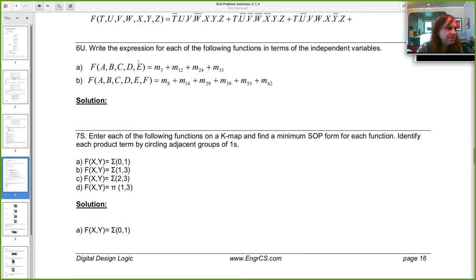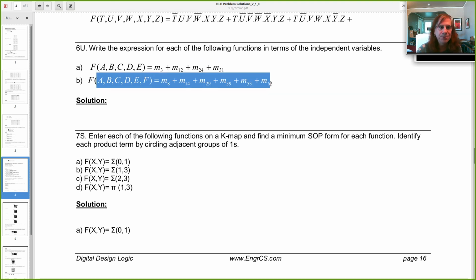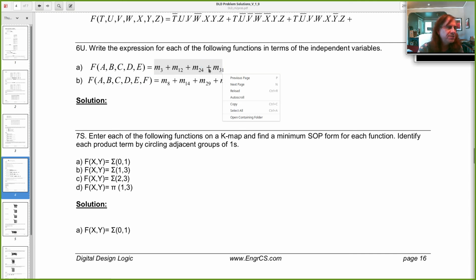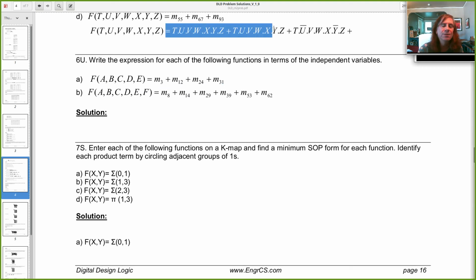All right, 6, write the expression for each of the following in terms of the independent variables. So write expressions in terms of A, B, C, D, and E for this equation. Here you're being given the equation in min-term form and you're asked to write it out explicitly. Do this one first and think about it. You don't need to write 64 rows of a truth table to do this. You can get there that way, but there are easier ways to do it. And this is about discovering a connection between an expression in this form and an expression in this form.